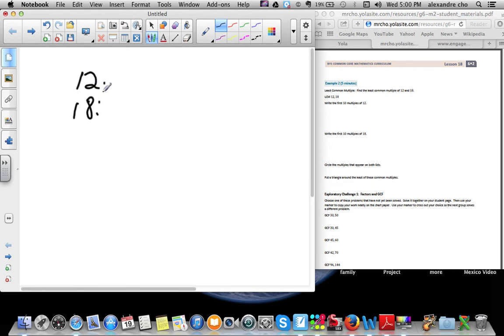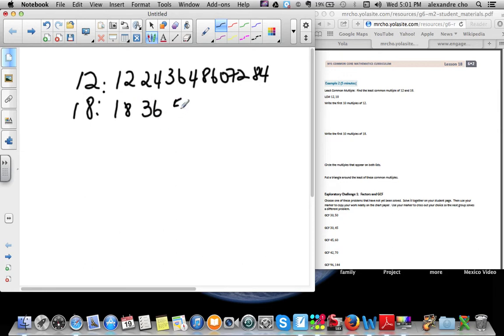And it says write the 10 multiples. Well, I don't know if I'm going to do that. So let's go. 12, 24, 36, 48, 60, 72, 84, and so on. 18, 36, plus 18 would be another 54, plus 18 would be 72. Plus 18 would be 90. Well, right here we can stop. I know it says write the first 10, but I'm going to stop.